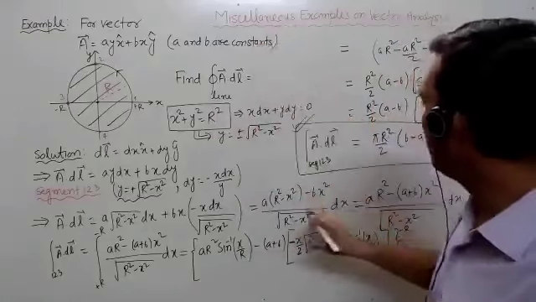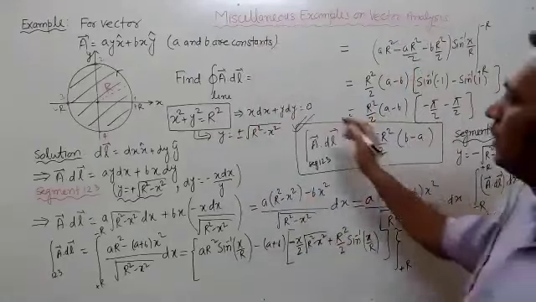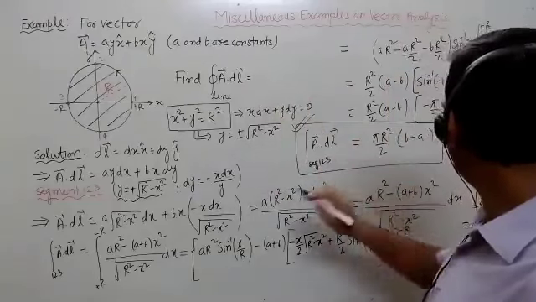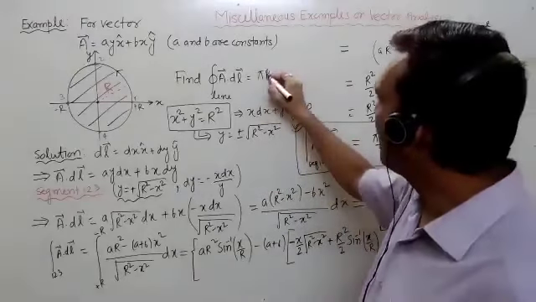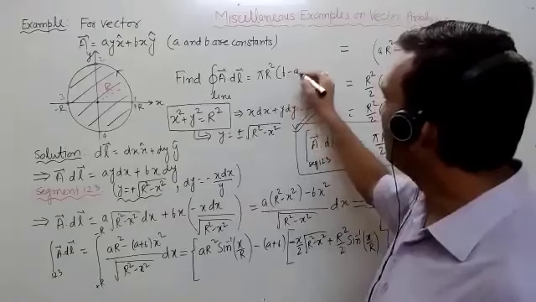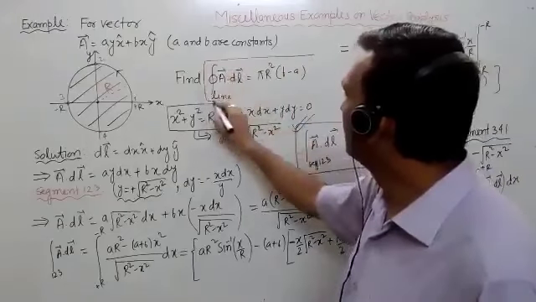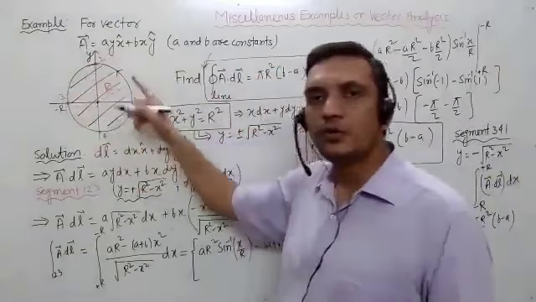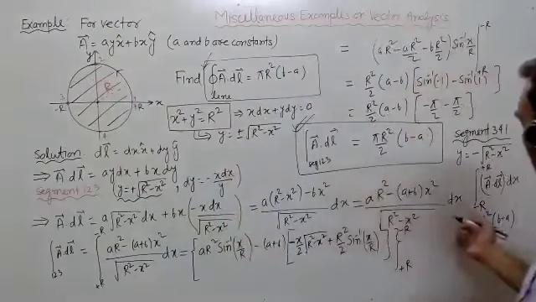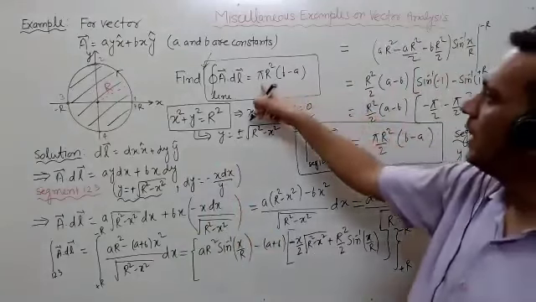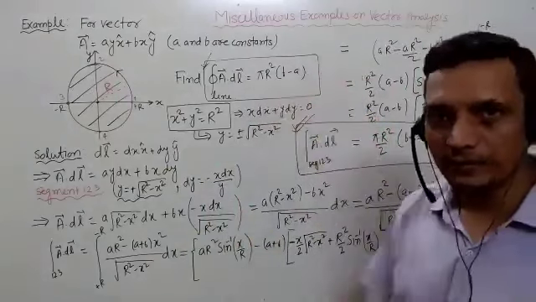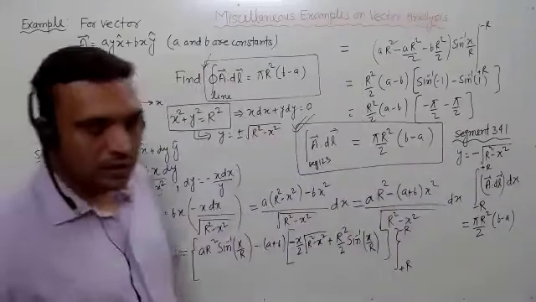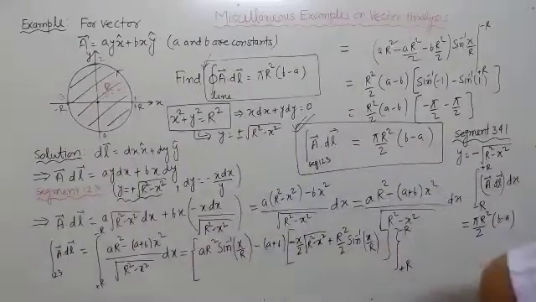So closed a dot dl will be the sum of these two. If you add segment 1, 2, 3 and segment 3, 4, 1, both are pi r square by 2, so if you add, you will get pi r square times b minus a. Is it clear? Is it clear or not? Yes, sir.